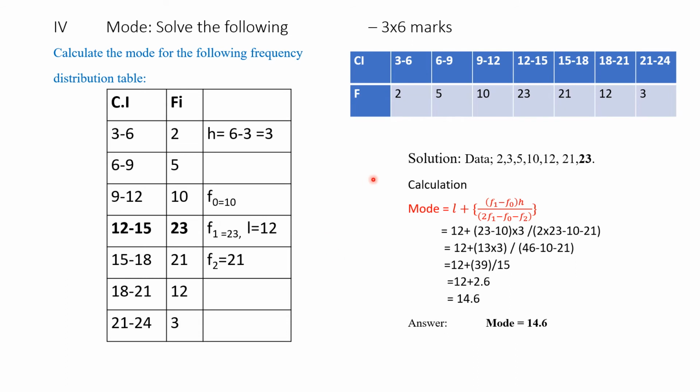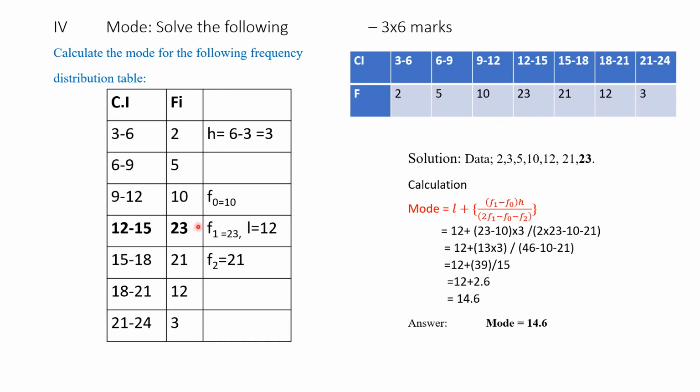Now, the data we have to write in ascending order. That means the lowest is 2. Start with the lowest, 2. The second lowest is 3 here, so write 3, and the third lowest is 5. Write 5, and the fourth lowest is 10. Write 10, and the fifth lowest is 12. So you write 12, and the sixth lowest is 21 and the highest is 23. Please write it in this order and mark that 23.